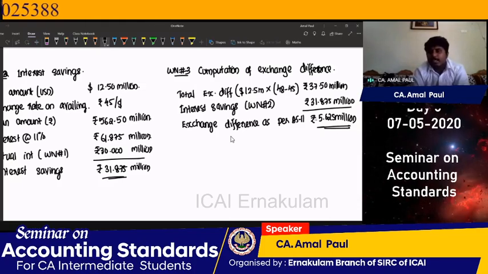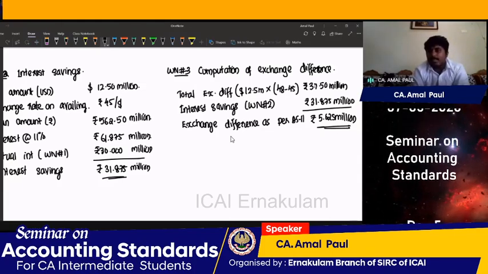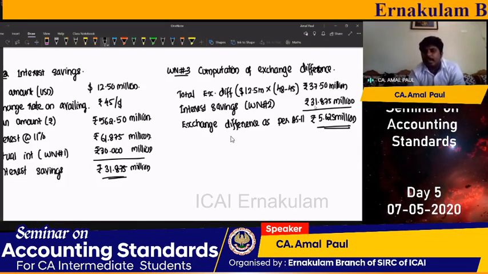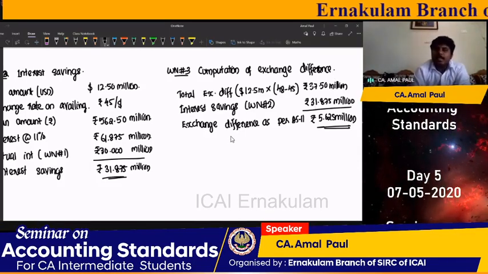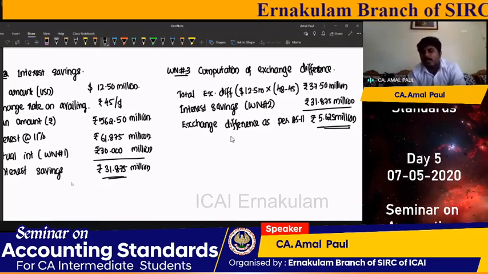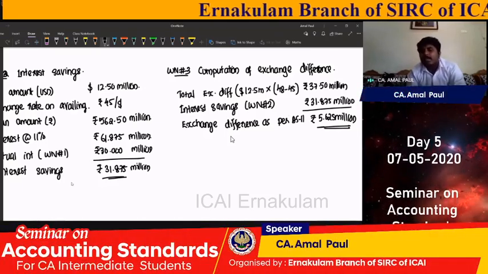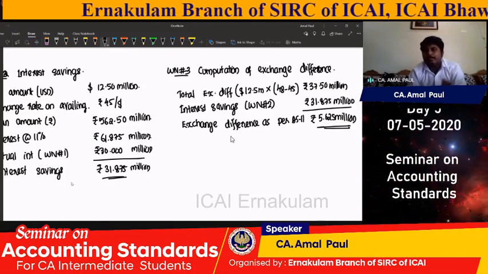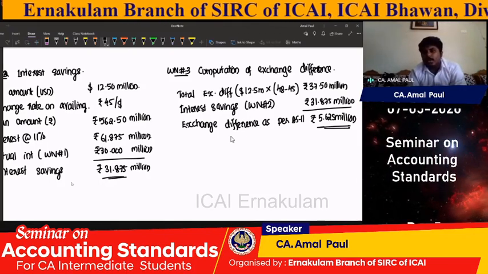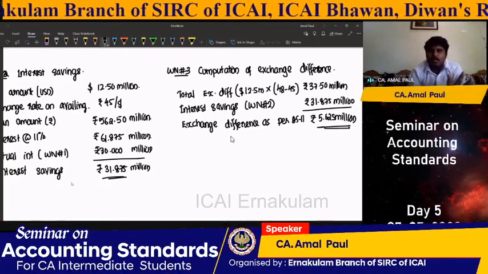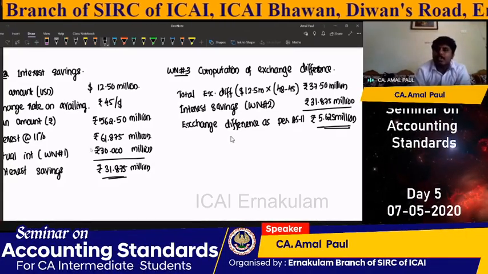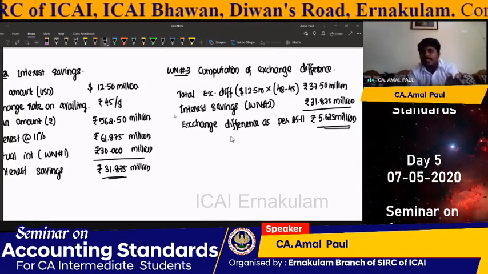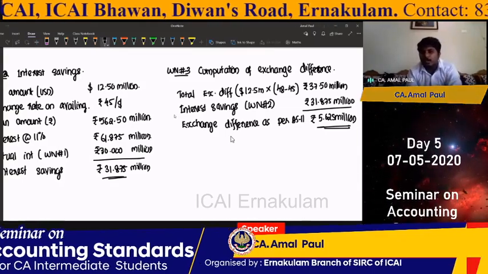Suppose your exchange difference was only 30 lakhs and your interest savings was 31.875, then this entire exchange difference we will take as part of your interest cost, borrowing cost, and no part will be taken to your exchange difference. So to the extent of whatever is there as exchange difference, we will consider it as part of borrowing cost.